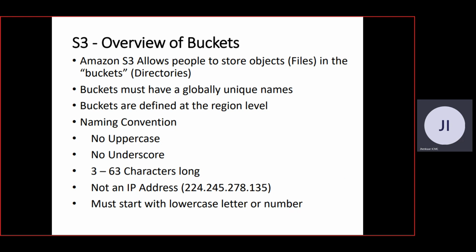Coming to our S3 bucket, it has to be unique, and we should not use any uppercase letters or underscores, and the length should be from 3 to 63 characters. It should not exceed 63 characters, and we should not give IP addresses. It must start with a number or a lowercase letter, right? So these are the naming convention aspects we need to consider while creating a bucket.